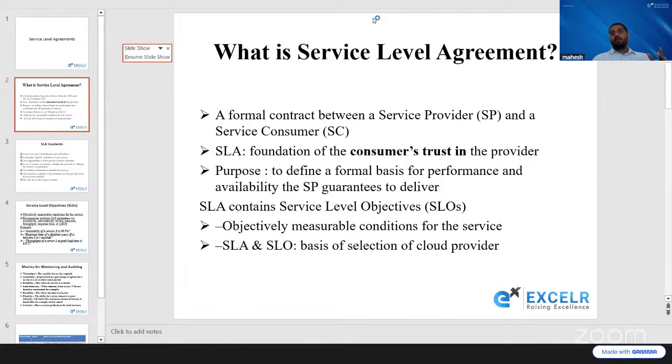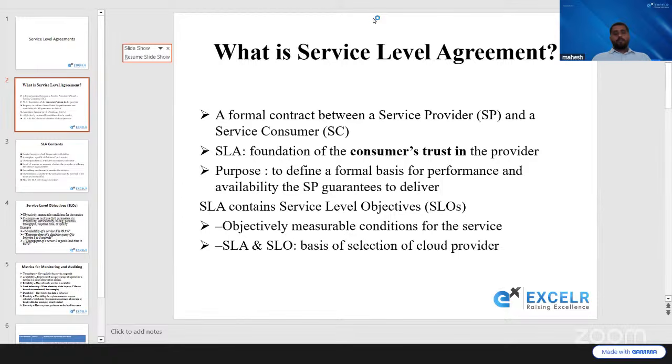The moment you plan to take services from a cloud provider, since we are just learners, we will be just signing up for the AWS account and creating it simply. So SLA is the foundation of the consumer's trust in the provider. The trust in the sense that we have confidence that this particular provider will provide better services than others in terms of flexibility, scalability and security. We should feel better, right? That's why SLA is the foundation of the consumer's trust in the provider.